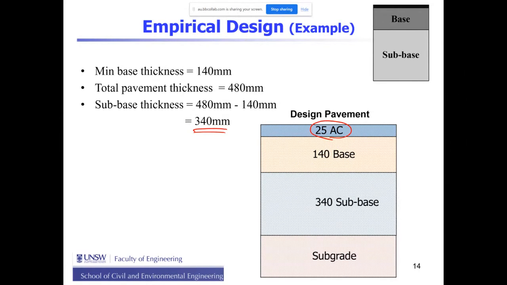And as you can see here, we consider 25 millimeter for the asphalt concrete at the top, which is not considered as a structural layer since it is less than 40 millimeter.